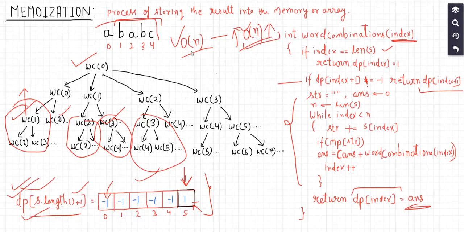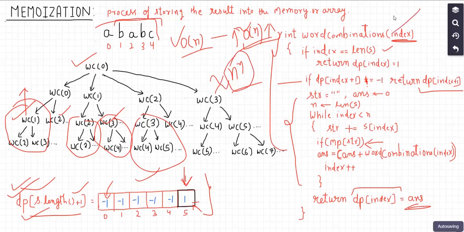But what is the overall time complexity of this code? It is still n raised to the power n. Why? Because notice that I'm still using the map. So because of the map, I have the time complexity big O of n raised to the power n. So this code is also not going to work for the constraints.